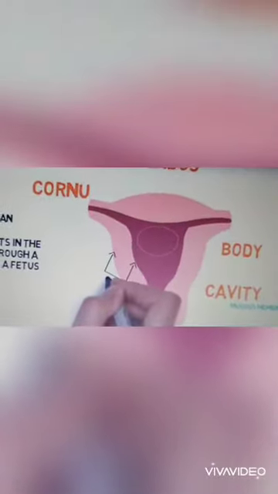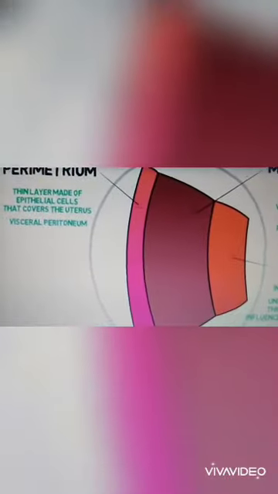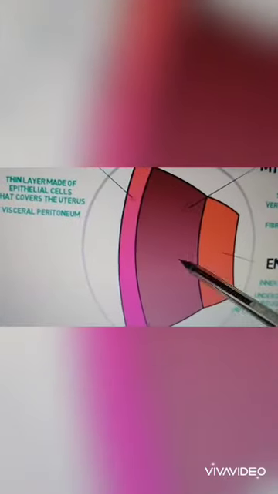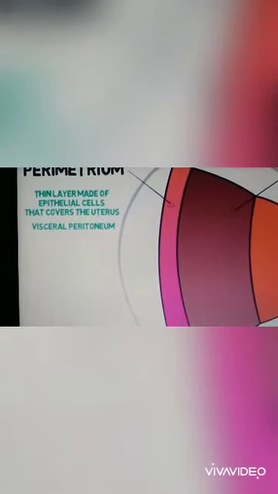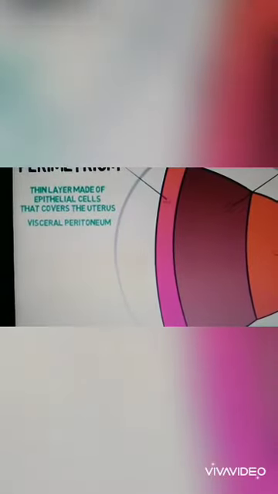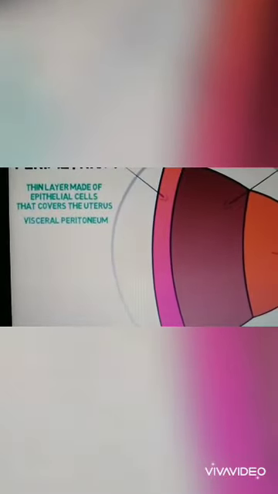Second thing is the walls of the uterus. You can see there are three layers of the walls of the uterus: perimetrium, myometrium, and endometrium. The perimetrium is a thin layer made up of epithelial cells, and it covers the uterus, and it is also known as the visceral peritoneum.